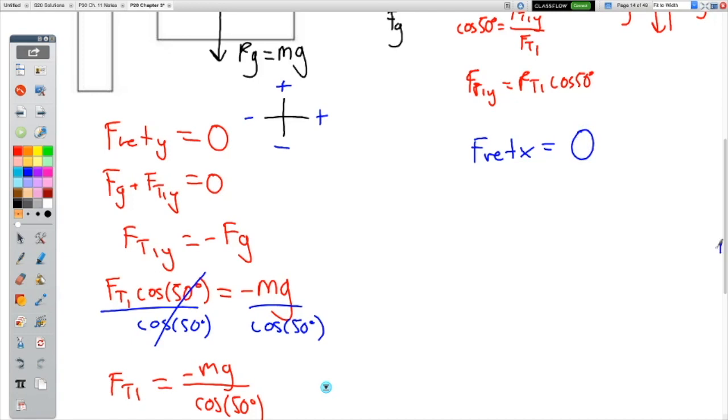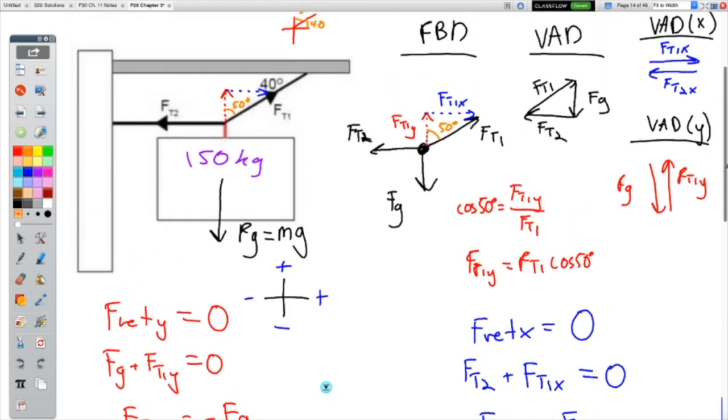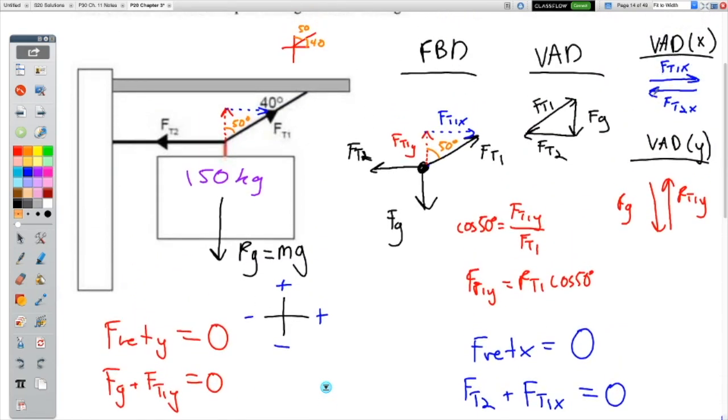Okay, F net x equals 0. What's F net x? Well, it's Ft2, that's in the x-axis. It's entirely in the x-axis, right? It doesn't have a y component, plus Ft1x, that equals 0. So Ft2, like we said, would be negative, equal but opposite to Ft1x, right? Just like we said in our VAD in the x-axis.